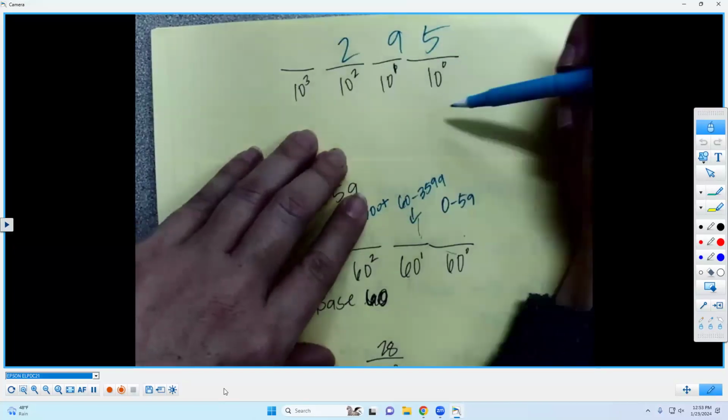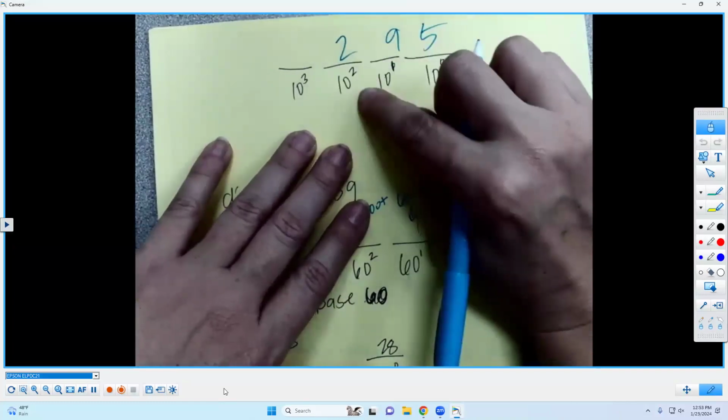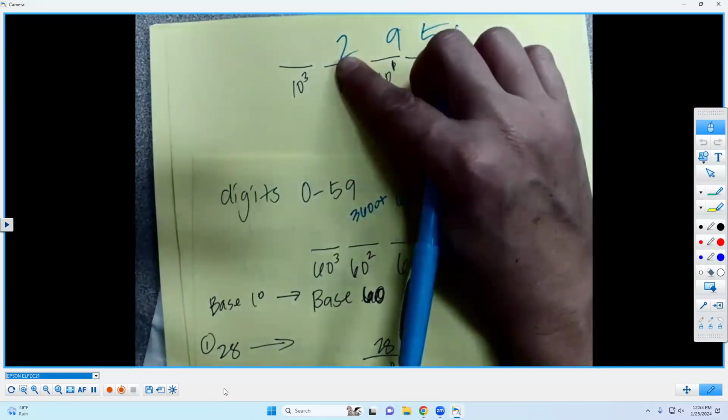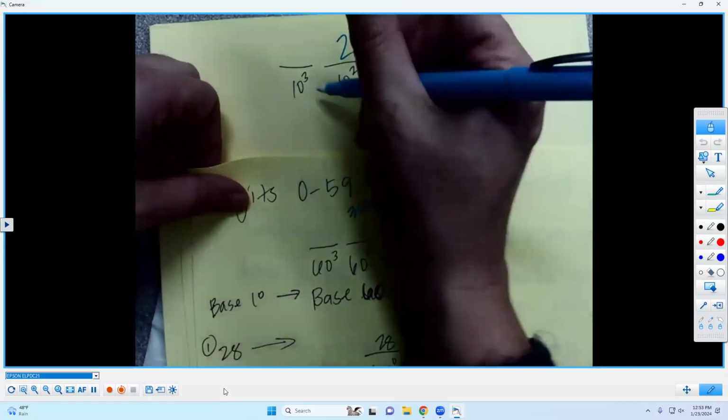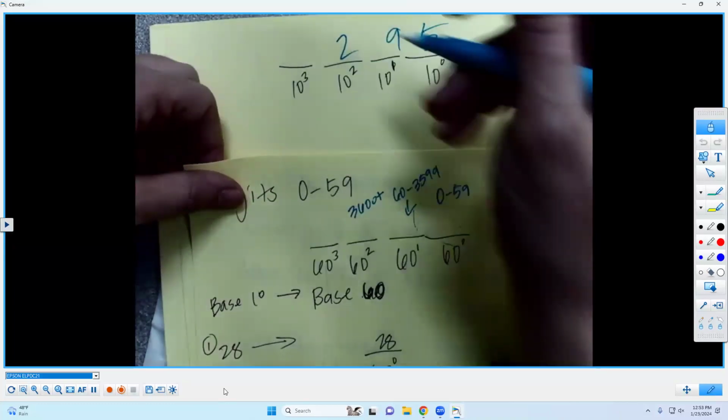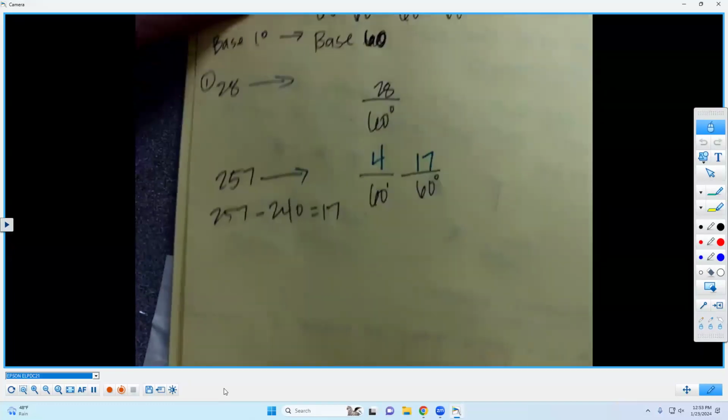This is just so normal to us. We don't even think about, I have to do 2 times 100. It's in the hundreds place, so it's 200, right? It's the same idea, but it doesn't make quite as much sense because I'm not doing it by tens or hundreds or thousands, but by 60s.